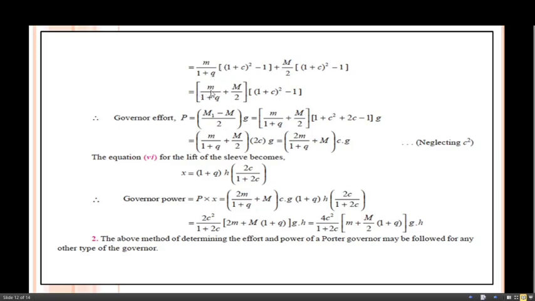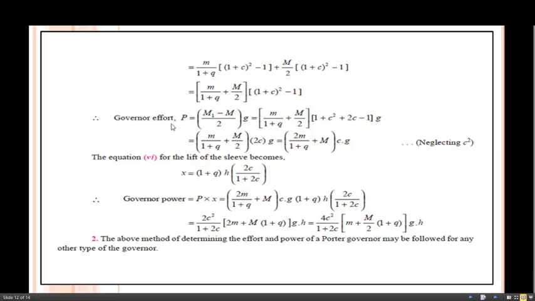So in the next step, you can simplify like this. This term is common, just take this term as common. Whatever the remaining part is, write inside the bracket: small m divided by 1 plus small q, plus here capital M by 2 into this bracket, (1 plus c) whole bracket square minus 1, will remain.